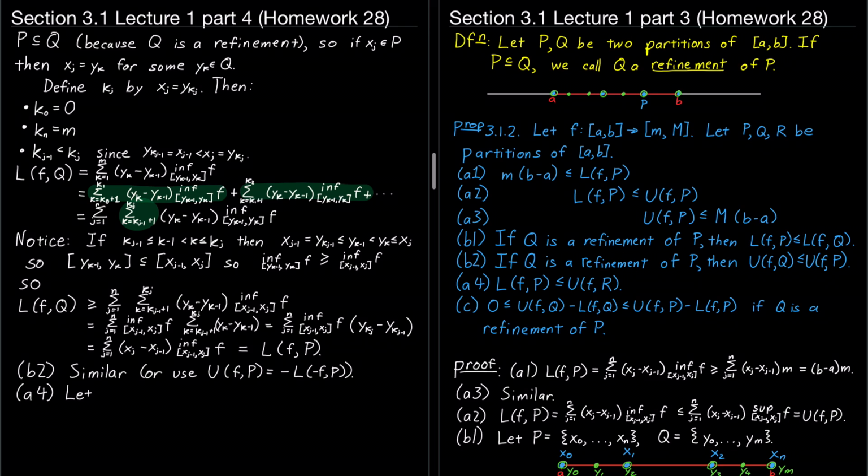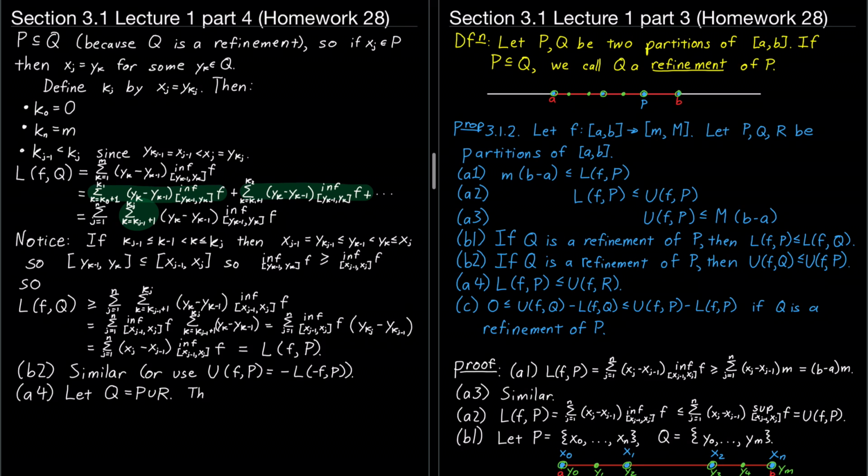Let's let Q be the union of P and R. P and R are both partitions of [a,b], so Q is also contained in [a,b]. It's the union of two finite sets, so it's finite. It has the endpoints, and it's a superset of both P and R, so it's a refinement of both P and R.